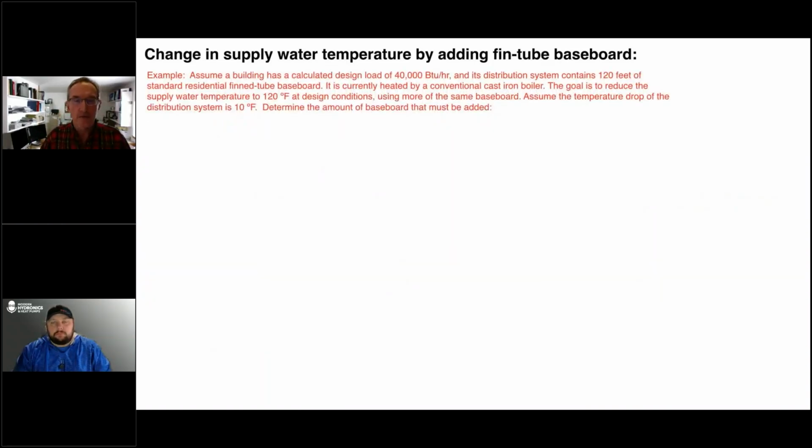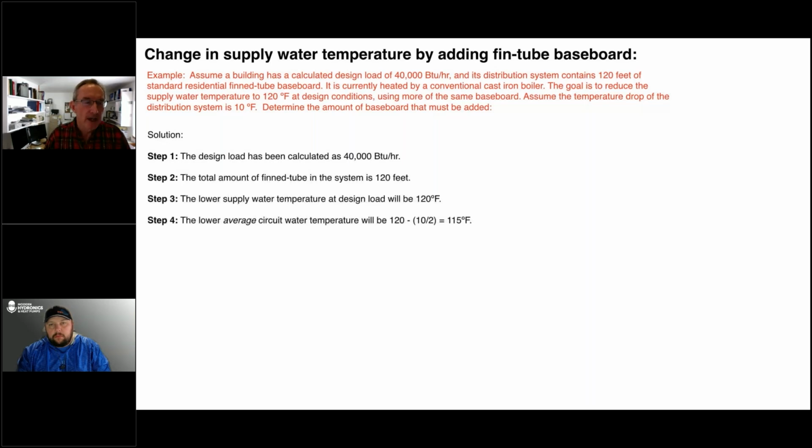Let's say we had a design load of 40,000 BTUs per hour. We've totaled up the fin length of the baseboard. We've got 120 feet of standard residential fin tube. The goal is to get the supply water temperature to 120 degrees at design load using the same type of baseboard. And assuming the temperature drop of the distribution system is 10 degrees, figure out how much baseboard we have to add. So again, quickly, design load was 40,000. We've inventoried how much existing baseboard we have, 120 feet. We want to get it down to a design supply temperature of 120.